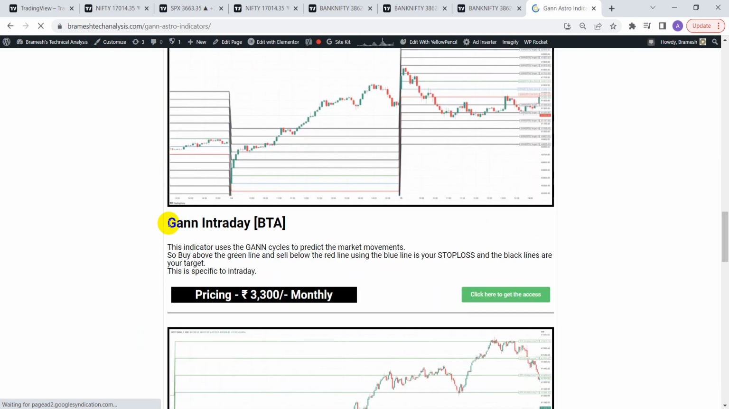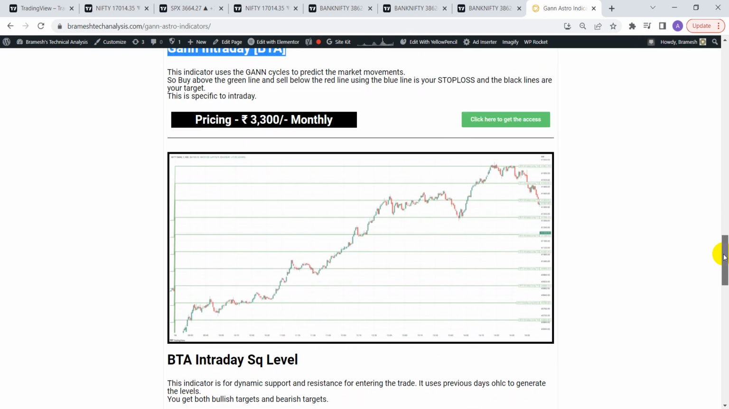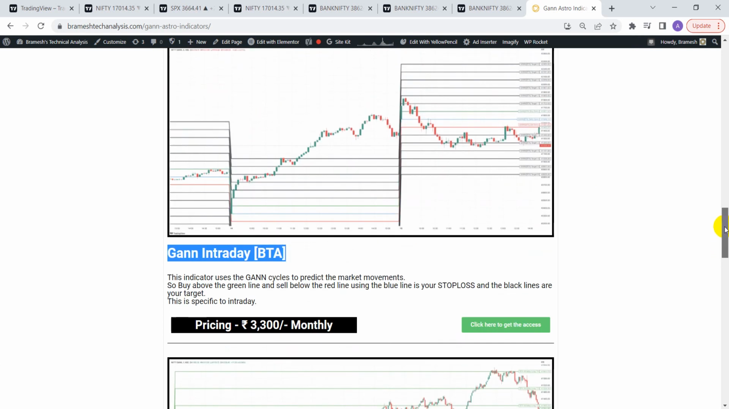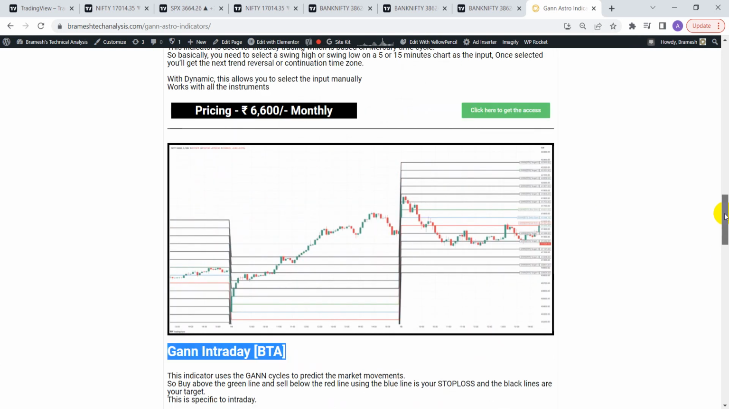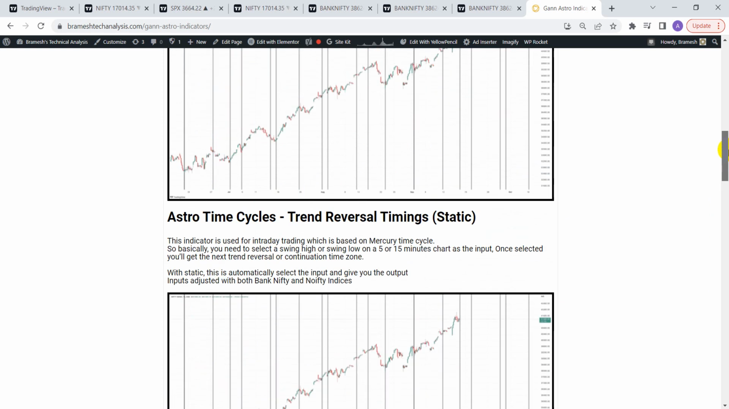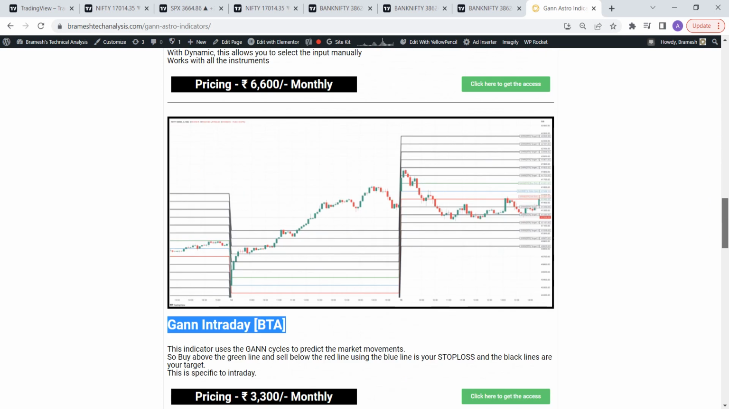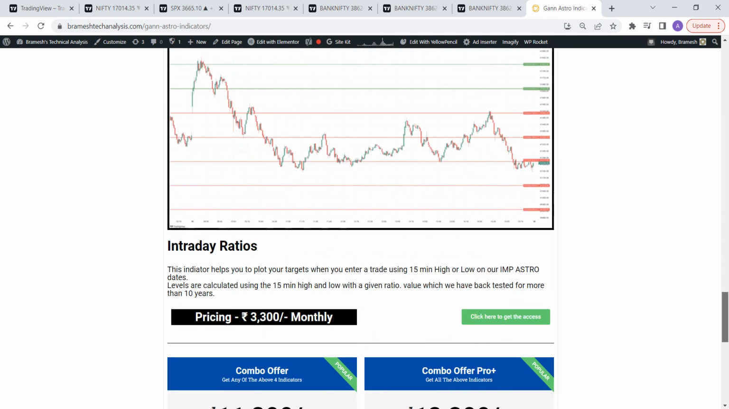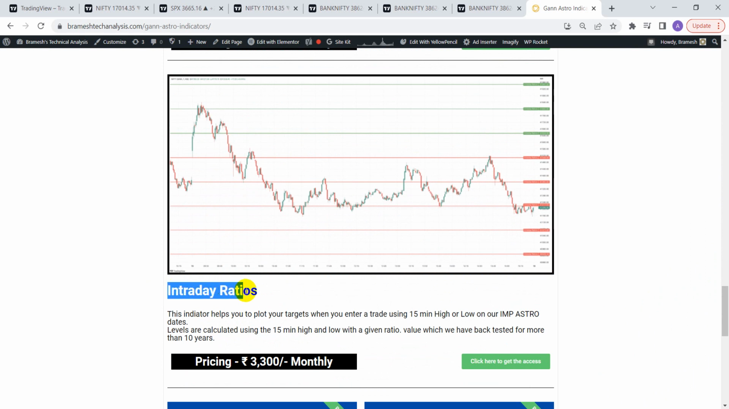So what I am discussing today is this Gann Intraday indicator, which is basically an intraday indicator to know where to enter and exit. I've been publishing these images of the indicators on my Twitter, and a lot of people are confused about how to use them. So I'll be discussing that, and the second one I'll be discussing is Intraday Ratios. So now let's start quickly.